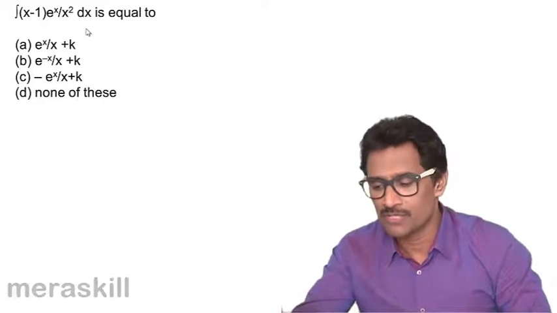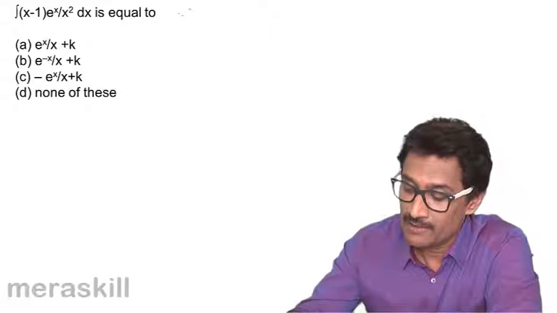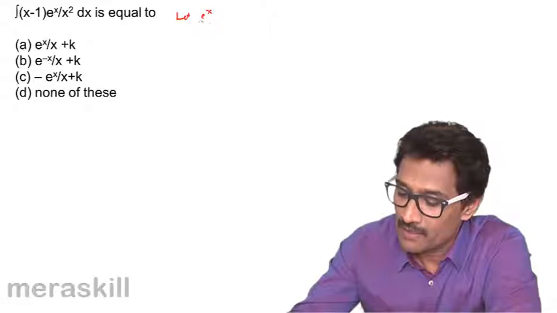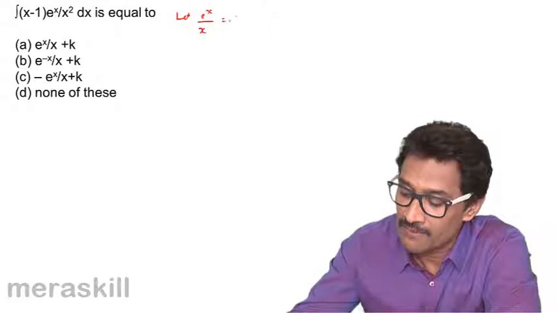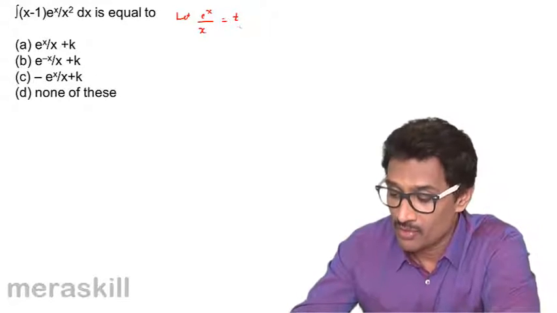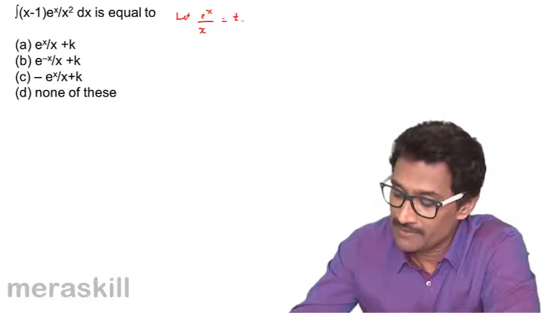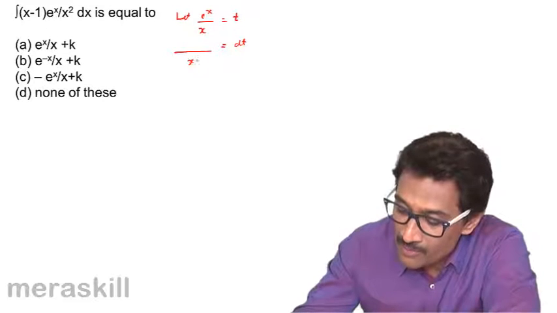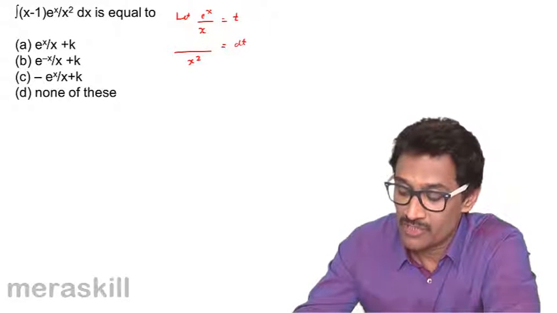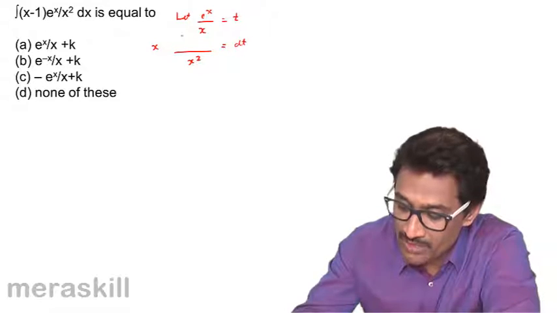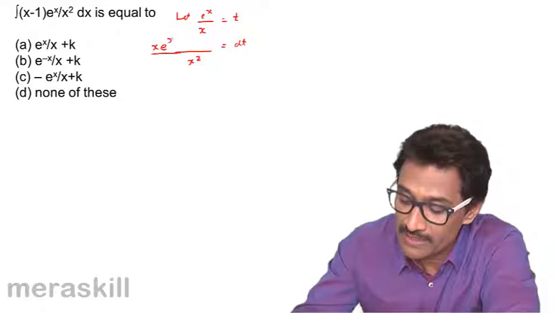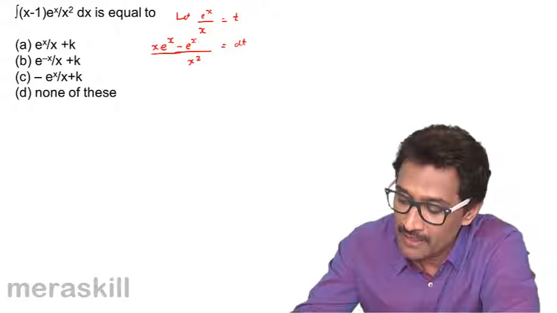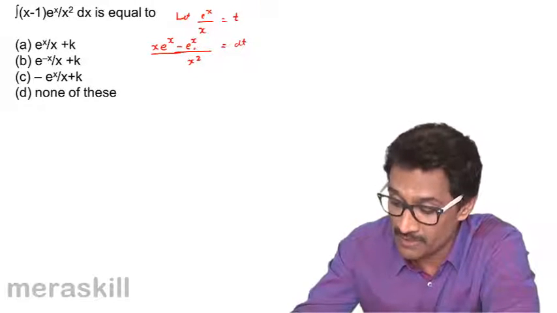Alright, here. So here you have x minus 1. Again, this is similar to that. We can take, let e raised to x upon x itself be t. So hence we have dt is equal to, here we have x squared, so it's going to be g of x. The next is x into the derivative of e raised to x, which is e raised to x, minus e raised to x into the derivative of the denominator, that is 1.